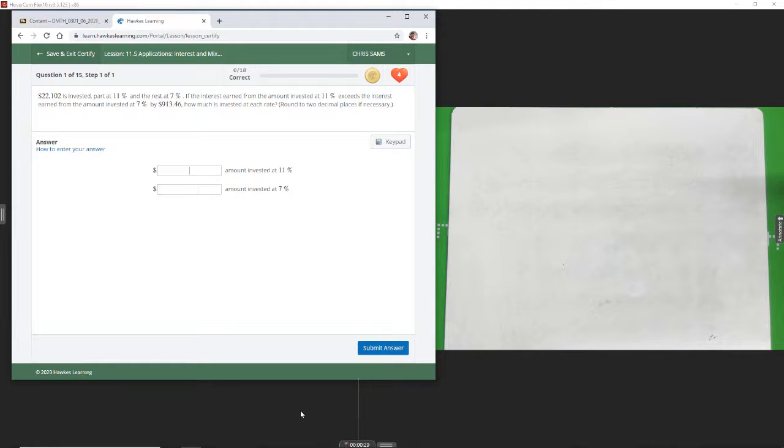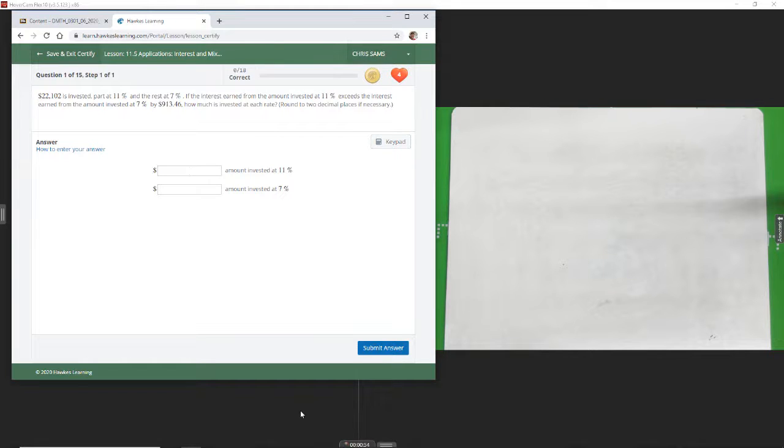So for this problem, we have an amount of money given. Part is invested at 11% and part is invested at 7%. And then they tell us that the amount of interest earned on the 11% exceeds, or is more than, the interest from the 7% by $913.46. And they want to know how much is invested at each rate.